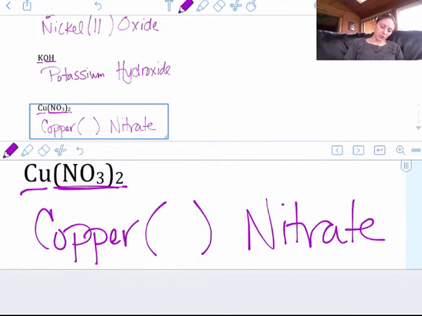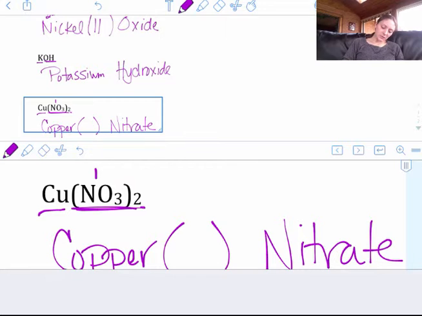So, I'll look on the back of my periodic table, and it tells me that NO3 is a 1 negative. There are two of them, though. So that means it's a 2 negative, which means copper is a 2 plus.